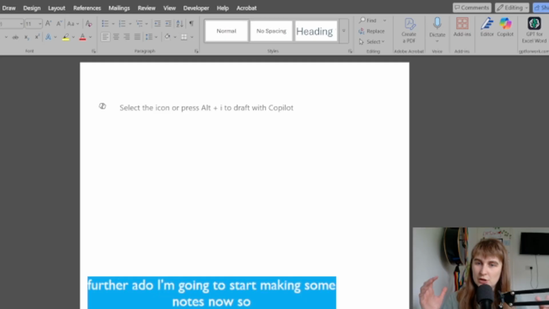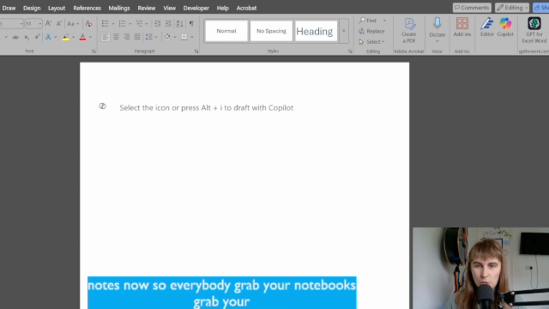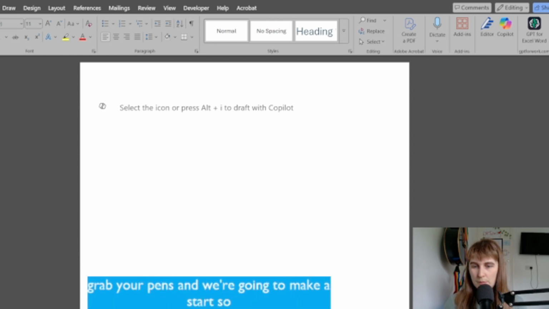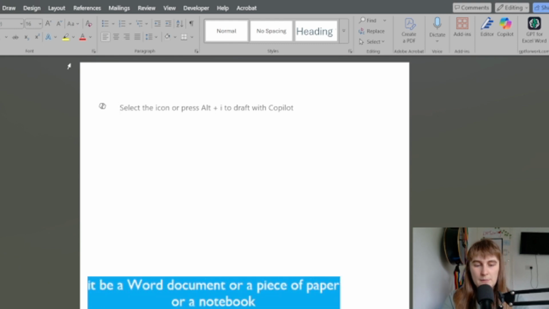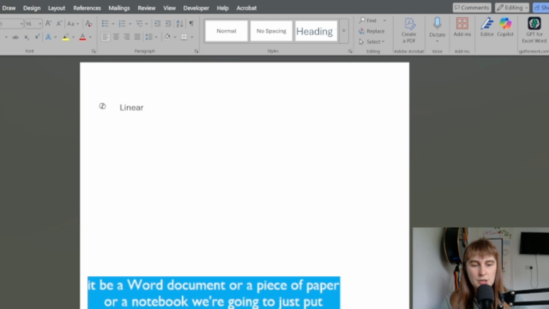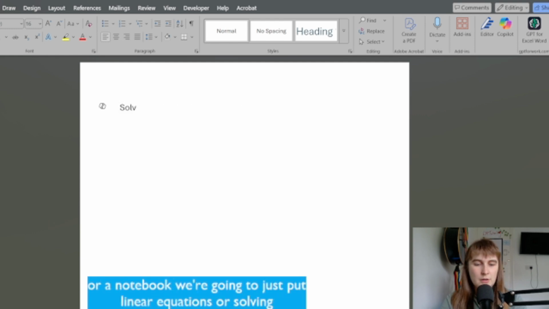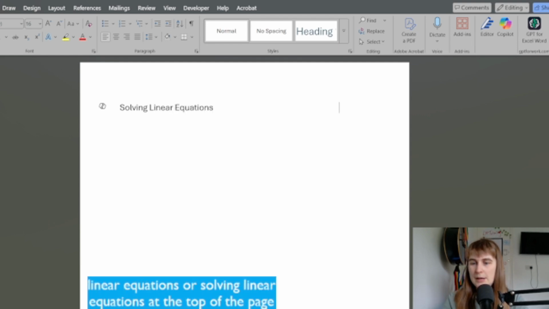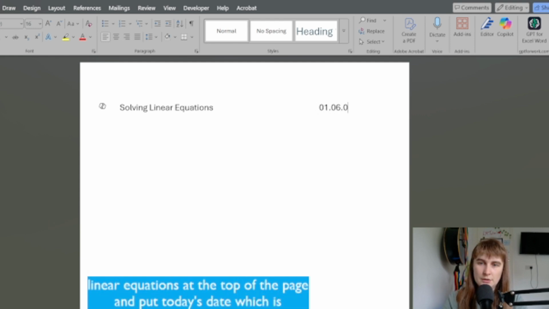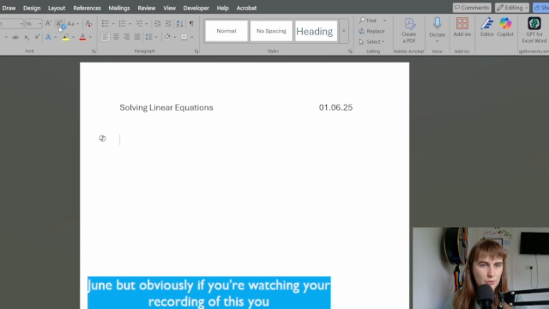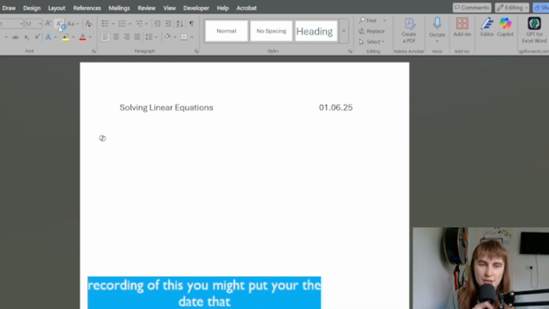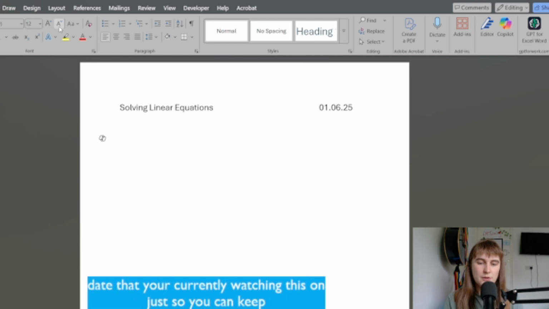So everybody grab your notebooks, grab your pens, and we're going to make a start. If you can pop at the top of wherever you're making your notes, whether it be a Word document or a piece of paper or a notebook, we're going to just put solving linear equations at the top of the page and put today's date, which is the 1st of June. But obviously, if you're watching a recording of this, you might put the date that you're currently watching this on, just so you can keep track of when you've done what.